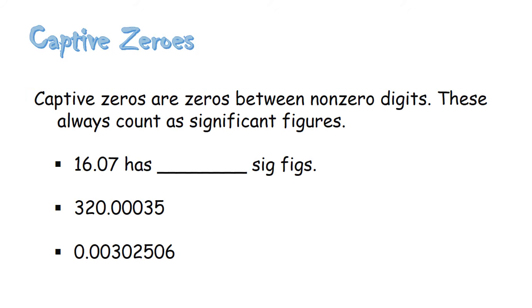Captive zeros are probably students' easiest zero to identify. Another word for these type of zeros would be sandwiched zeros. And I've lost my pen. There we go. Sandwiched.